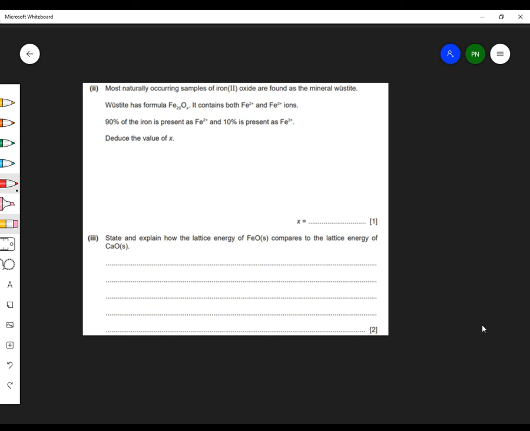Okay, well, now we've got 20 ions. It says 90% is Fe2+. So what is 90% of 20? Obviously, it's 18. And 10% of 20 is 2. So obviously you've got 18 Fe2+ and 2 Fe3+. All right, now what's the charge of 18 Fe2+?